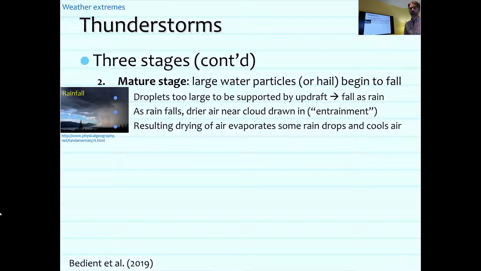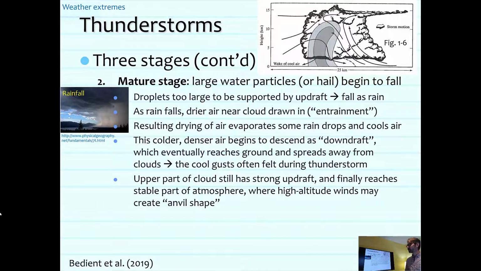As the rain falls, drier air next to the cloud begins to be drawn in. This is called entrainment. The resulting drying of air evaporates some of the rain droplets, and it cools the air. Remember, evaporation is a process that requires energy. So you go from liquid water back to water vapor. That takes some energy from the cloud and from the storm.